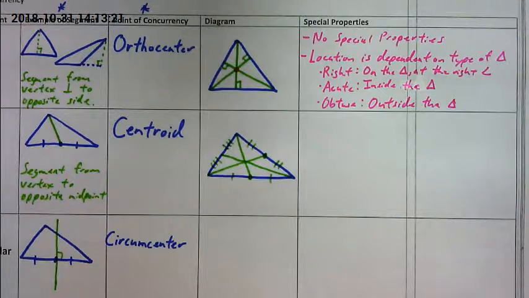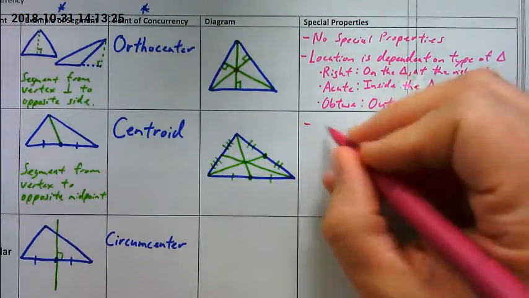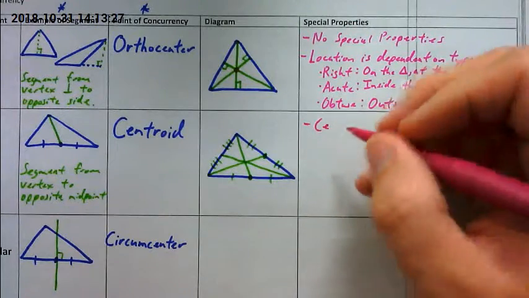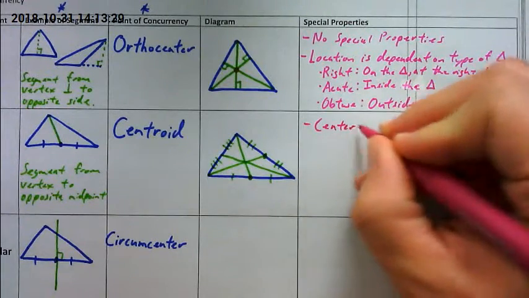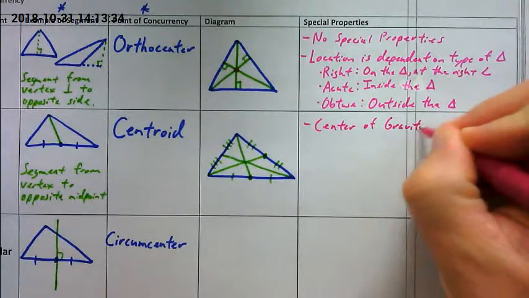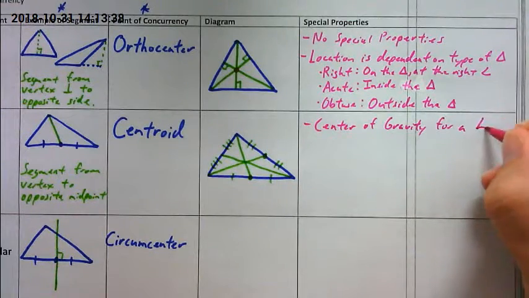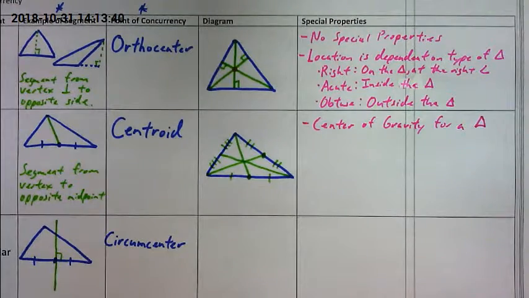Now, the centroid has the most properties, like I was saying. First off, it's known as the center of gravity for a triangle.